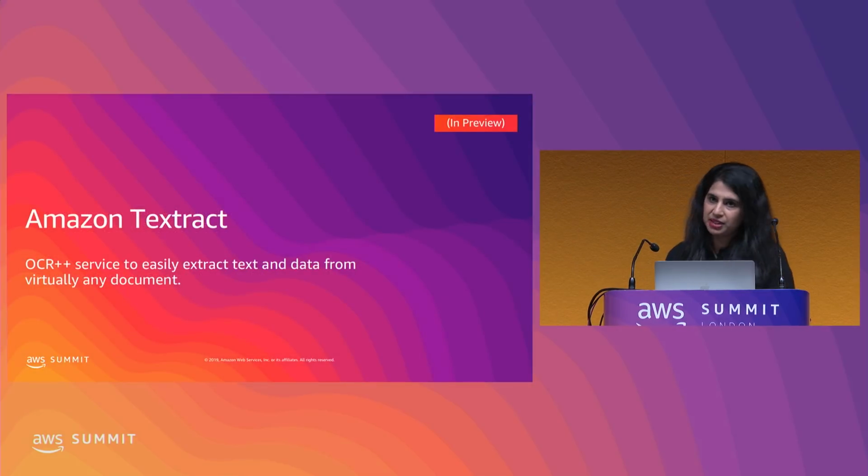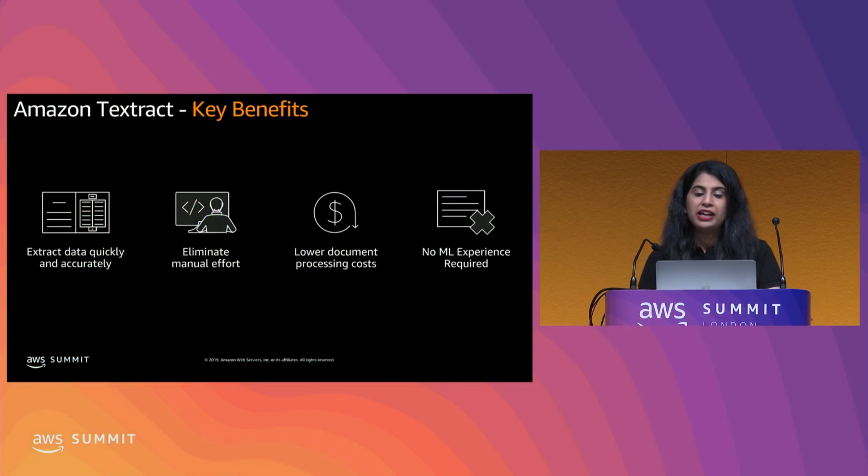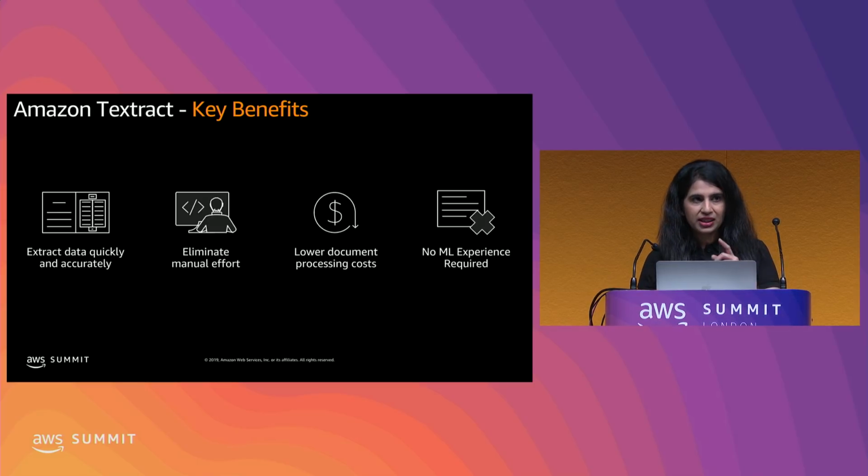Next up is Amazon Textract. Easily extract text and data from virtually any document. Textract's pre-trained models eliminate the need to code data extraction, because they've already been trained for you on millions of documents for virtually every industry vertical. So you can lower the document processing cost and only pay for what you're consuming whilst extracting data quickly and accurately.